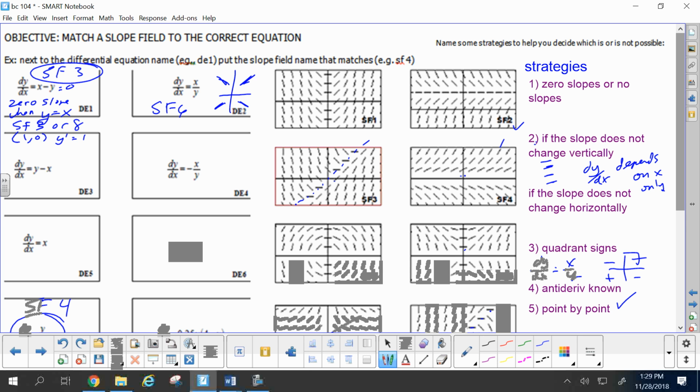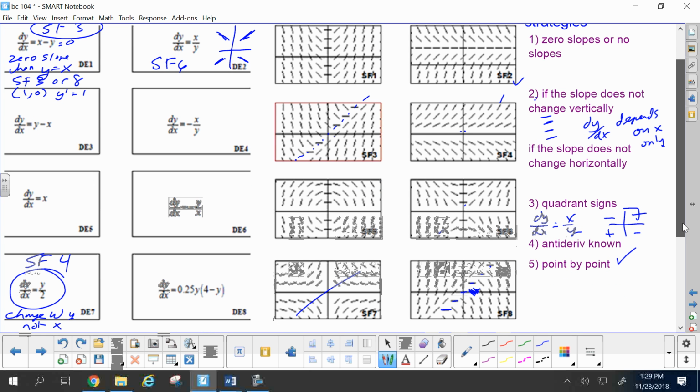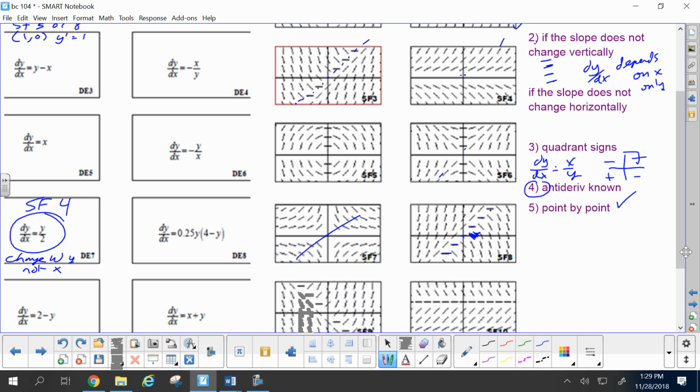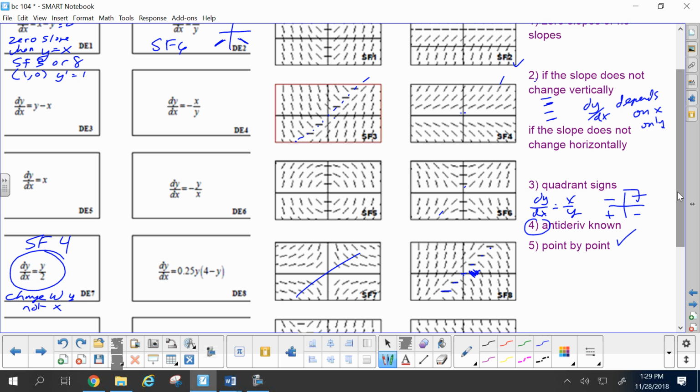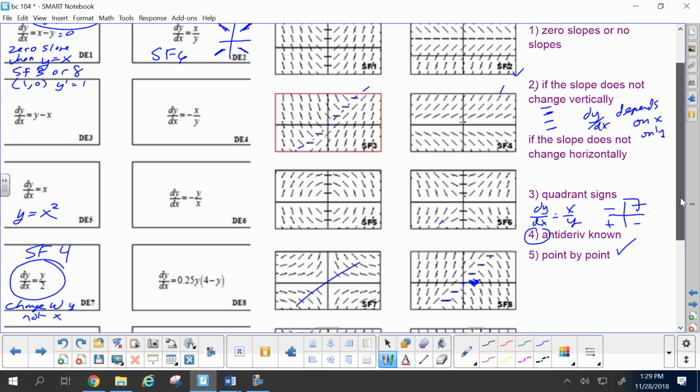Last but not least, again, I apologize. I know you want to just crank these out, but the last technique is if the antiderivative is known, that's really easy. Look at differential equation 5. What's the original equation? If the derivative is x, then the original equation must have been x squared. Which of those, if you drew graphs over it, connected the dots, would look like parabolas?